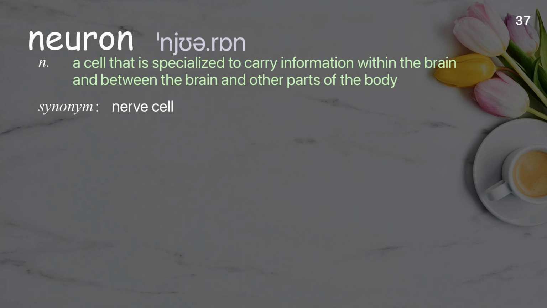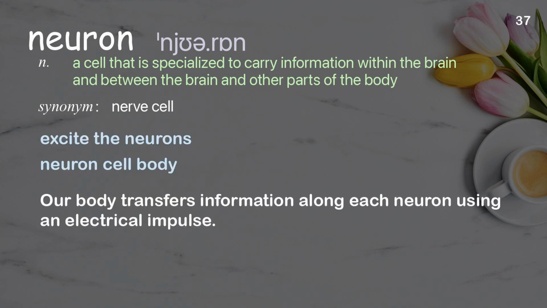Neuron: A cell that is specialized to carry information within the brain and between the brain and other parts of the body. Examples: Excite the neurons. Neuron cell body. Our body transfers information along each neuron using an electrical impulse.